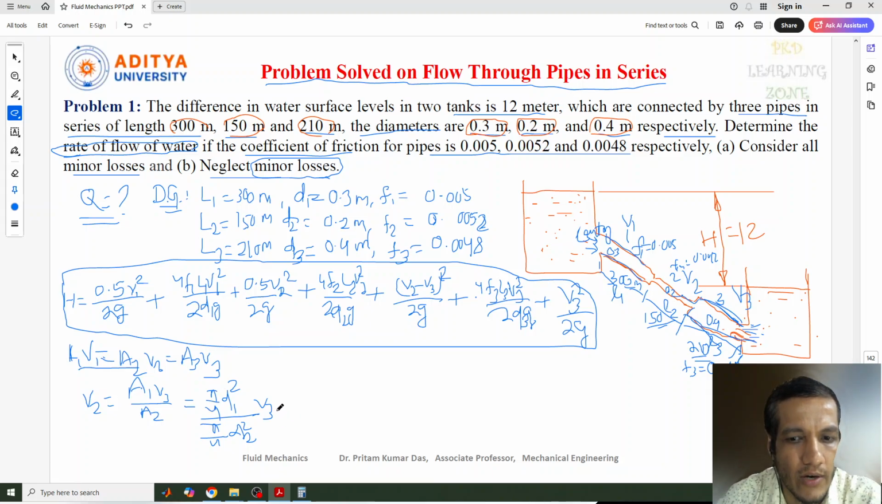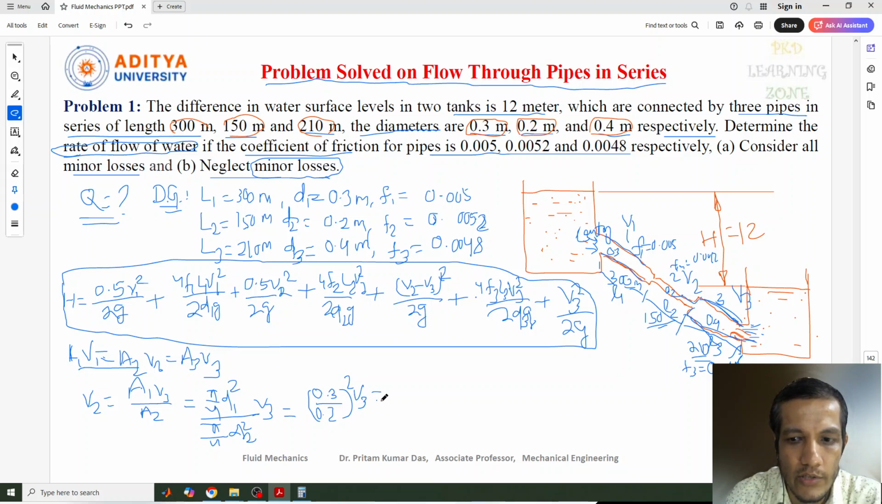So here we can write d1 square by d2 square. Again we can write the diameter, so diameter d1 is given as 0.3, and d2 is given as 0.2. So (0.3 by 0.2) whole square into V3.